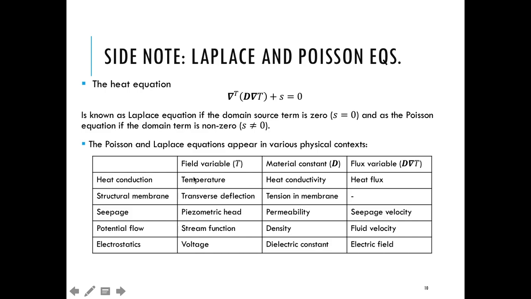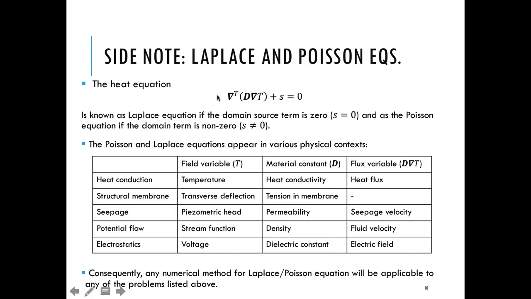कोई और प्रॉब्लम अगर हम दें मिसाल के तौर पे इलेक्ट्रोस्टैटिक्स वाला, उसमें फील्ड वेरिएबल वोल्टेज है, मटेरियल कांस्टेंट is the dielectric constant, and then flux variable जो है वो हमारी इलेक्ट्रिक फील्ड होती है. तो इस तरह की और भी बहुत सारी प्रॉब्लम्स हैं. सीपेज के लिए ये पोटेंशियल फ्लो, again these are not quite from my field, so I am not completely certain what the stream function exactly is basically, but they are applicable to other physical problems. So as I said, any method that we apply to solve this heat problem then can also be used for any of these other problems listed above.